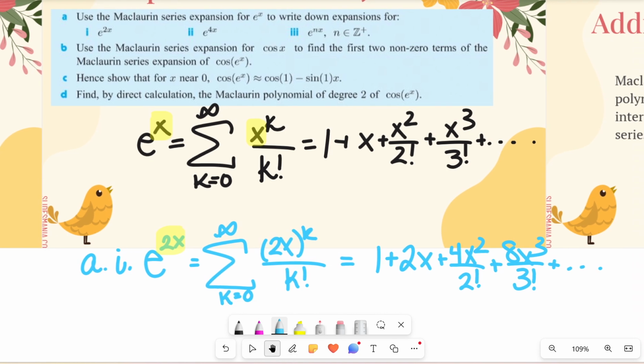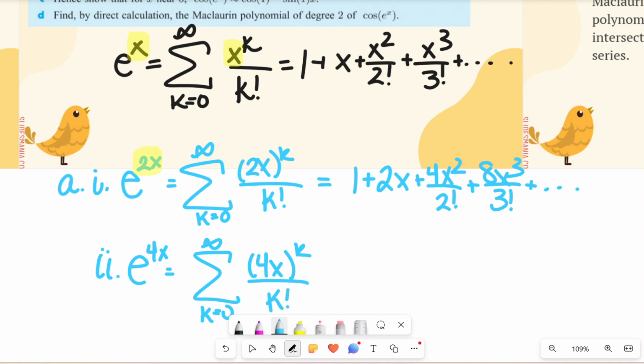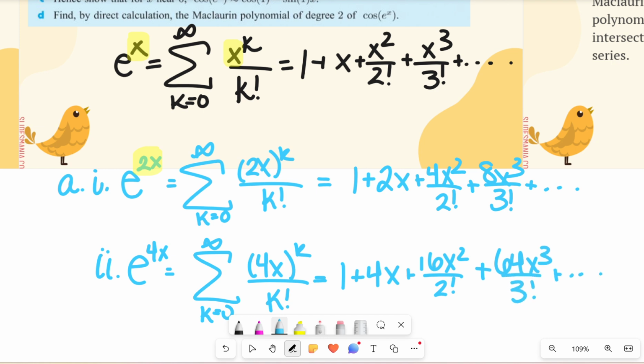So that's part 1. Part 2, I want e to the 4x, so I'm going to do the same thing. So e to the 4x is equal to, I'm still using that Maclaurin series expansion. The only thing I'm changing is this 4x term. What this is going to look like when I add all these terms together, I have 1 plus 4x plus 16x squared over 2 factorial plus 64x cubed over 3 factorial, and this is going to continue.